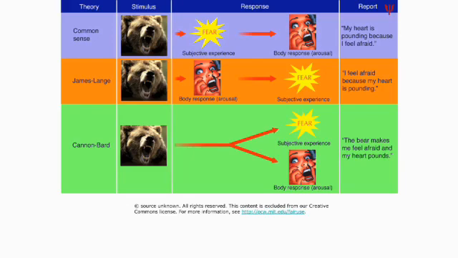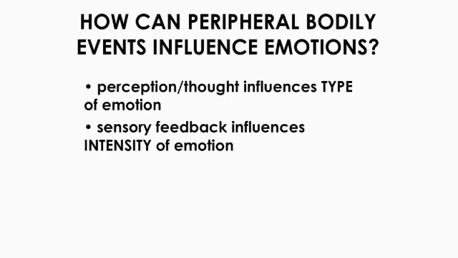And then, because any strong theory usually turns out to be not nearly complicated enough, you get the wishy-washy middle, but probably covers more of the truth, which is both things are going on. You're having a subjective cognitive interpretation of your environment and a bodily response, maybe more in parallel than one driving the other. So again, how can peripheral bodily events influence emotions? One idea that's floated around, and probably true, is that the perception or thought, your mental interpretation of your emotion, tells you the type of emotion, okay?